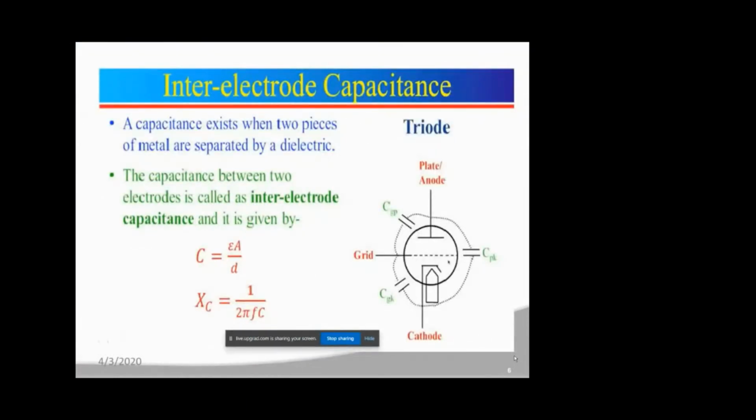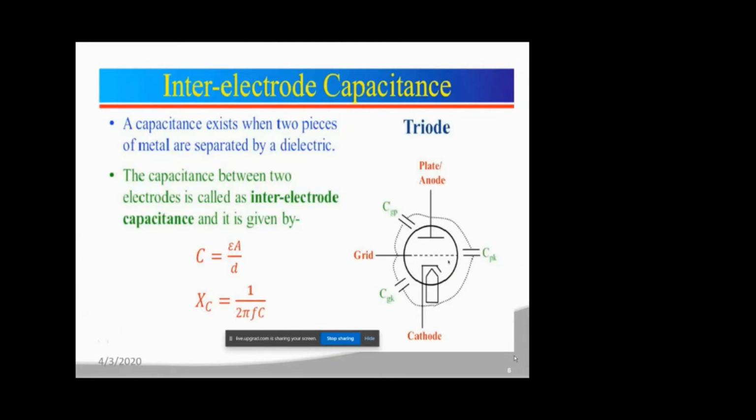Suppose that this is the triode we are taking as an example. In this case, three terminals are there: plate, grid and cathode. Between any two of these terminals, either anode and grid, or grid and cathode, or plate and anode, there exists a virtual capacitance. That virtual capacitance exists due to the dielectric, that is air, present between these two terminals. And this basically affects the performance of the device.